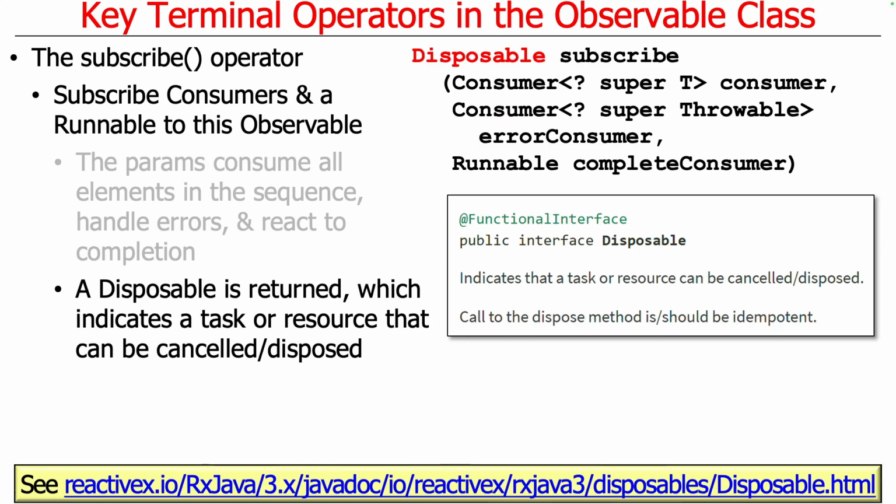What's returned here is a disposable. And this indicates a task or resource that can be canceled or disposed. And this is a little bit wonky. You'd think, why do we need this?